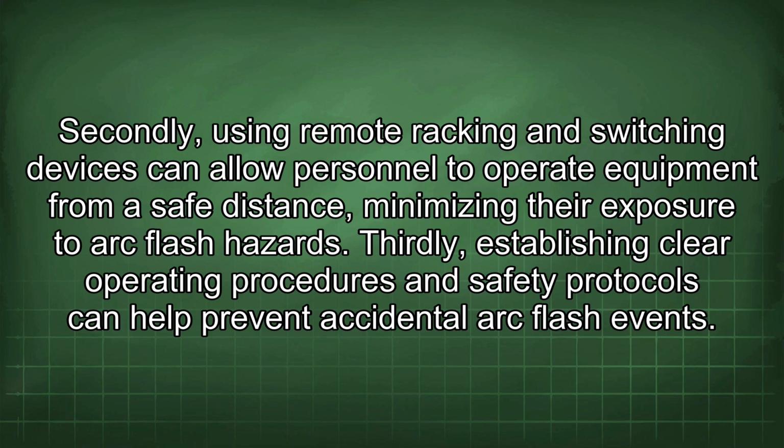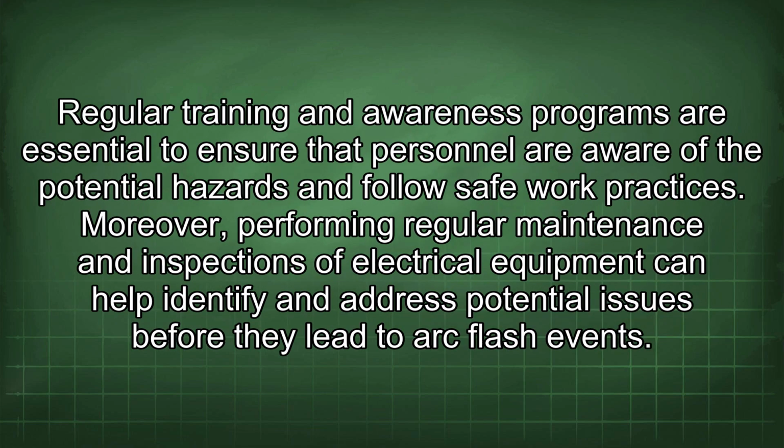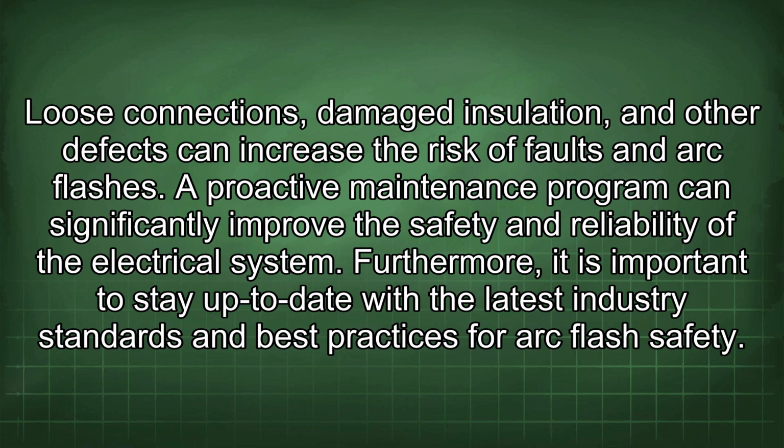Thirdly, establishing clear operating procedures and safety protocols can help prevent accidental arc flash events. Regular training and awareness programs are essential to ensure that personnel are aware of the potential hazards and follow safe work practices. Moreover, performing regular maintenance and inspections of electrical equipment can help identify and address potential issues before they lead to arc flash events. Loose connections, damaged insulation, and other defects can increase the risk of faults and arc flashes. A proactive maintenance program can significantly improve the safety and reliability of the electrical system.